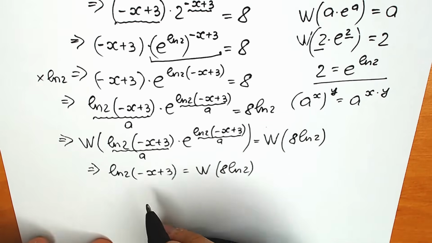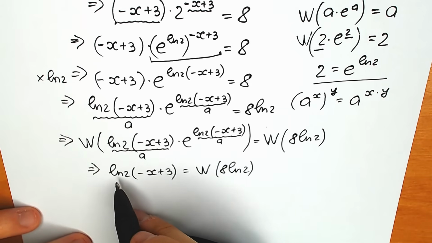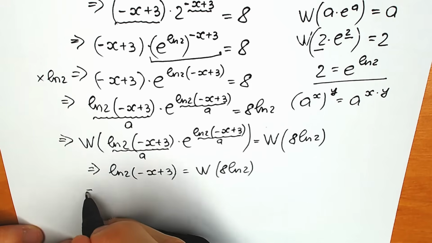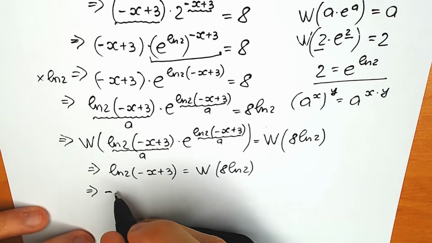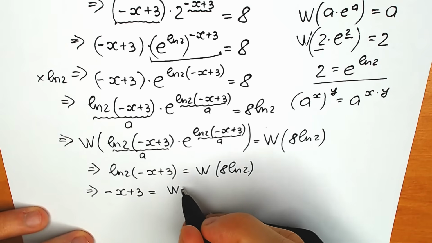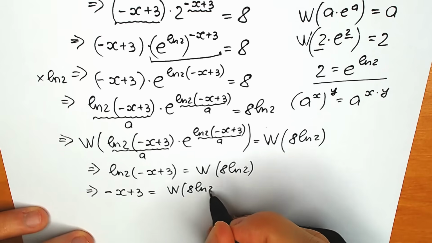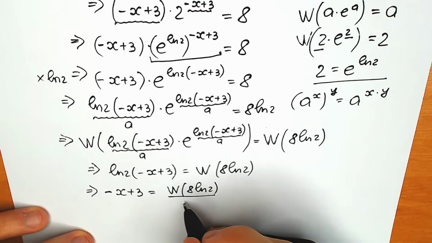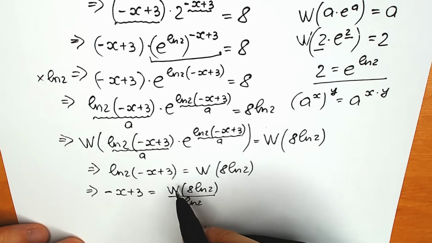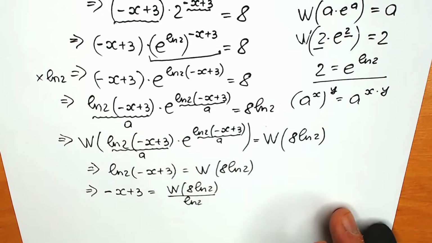Right now, let's try to find our x. First of all, let's divide both sides by natural log 2. So let's get closer and closer to this minus x. As a result, on the left side we have only minus x plus 3, equal to Lambert W function of 8 natural log 2 over natural log 2. We can't cancel it, because this expression works with the Lambert W function. If we don't have this natural log 2 at this place, we can't cancel it. So I hope you understand it.